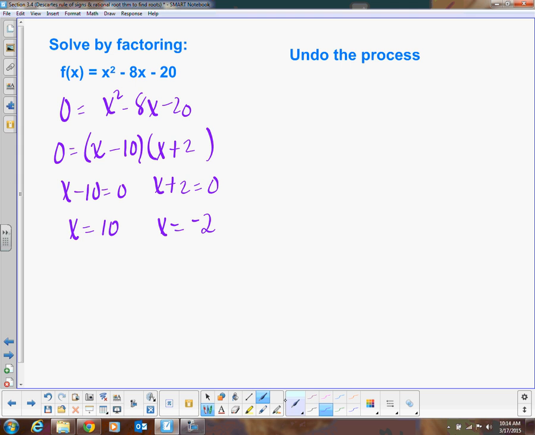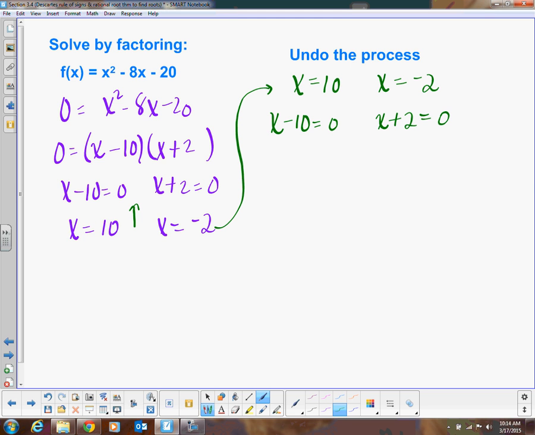So we're going to undo the process. What does that mean? That means we start here. We start with x equals 10 and x equals negative 2. So what do we do? How do we go from this step up to this one? Subtract 10. And what do we do here? Add 2. Okay, so now we're at this level. Now what do we do?